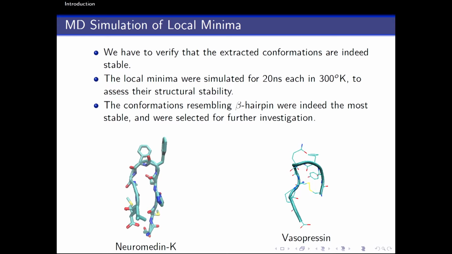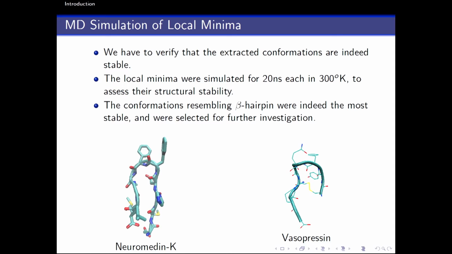So the local minima that we extracted and that I showed you in the two previous slides were simulated each one for 20 nanoseconds at 300 K room temperature under constant volume conditions, just to see if their structure is stable. So here is another application of MD to actually test the structural stability of a structure that we modeled before. And indeed, the beta hairpin conformations that we see here for both of the molecules are very stable in simulation. And they were the ones that we selected for further investigation.